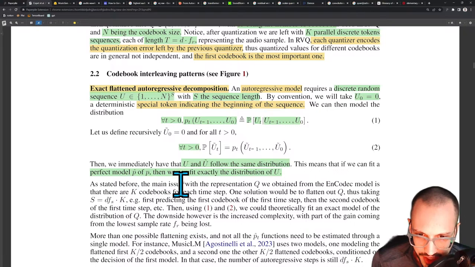As stated before, the main issue with representation Q we obtained from EnCodec is that there are K codebooks for each time step. So this is the actual token. There's K codebooks, so you can have a couple different tokens. One solution would be to flatten out Q, thus taking S equals DFS times K, first predicting the codebook for the first time step, then the second codebook for the first time step, and so on.